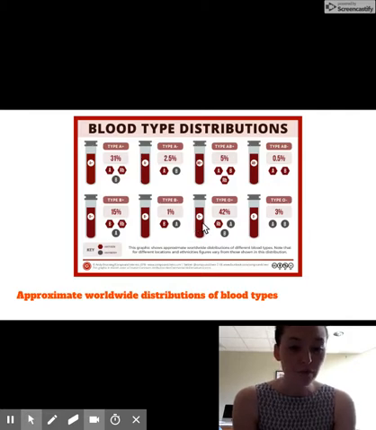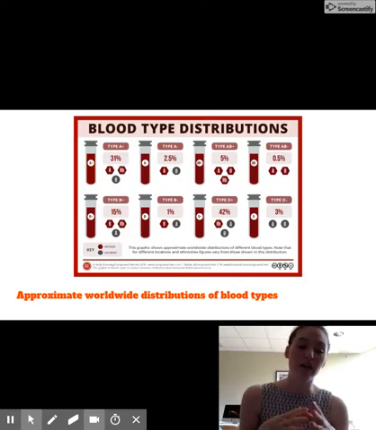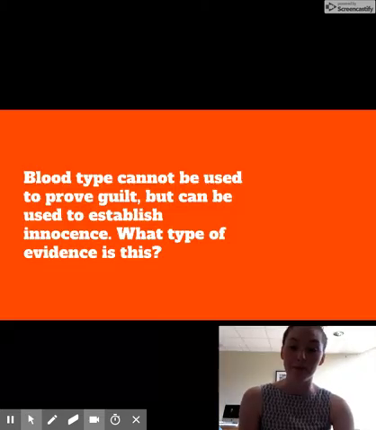And then certain ones are incredibly uncommon: O negative, B negative, AB negative. So if you were to find blood like that at a crime scene, that would be something very interesting, because you could really narrow down a list of suspects based on blood type.